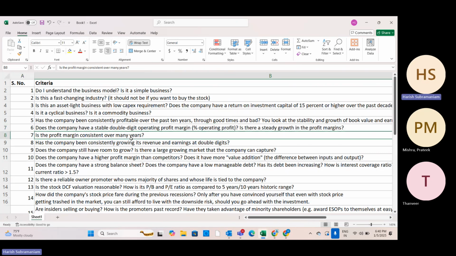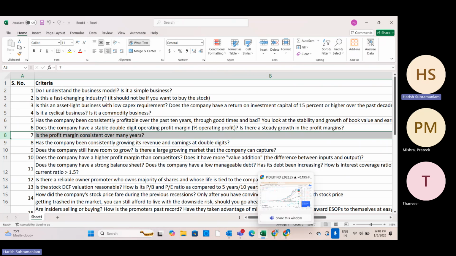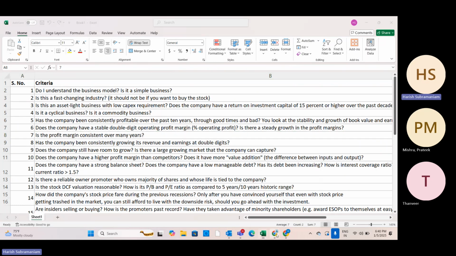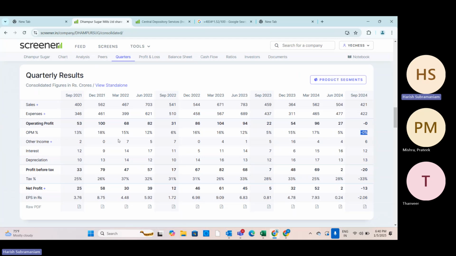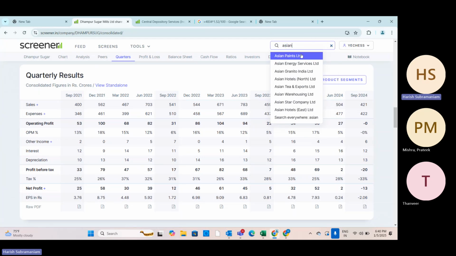Okay. Is the profit margin consistent over many years? Now, this is something, so it's not necessary that it has to be exact. No company can maintain an exact profit margin depending on the price of the raw materials, and depending on different factors. The profit margin may vary a little, but usually it will follow a range. So if we look at any decent company, it will follow a range. Like, let's just take a good company here.